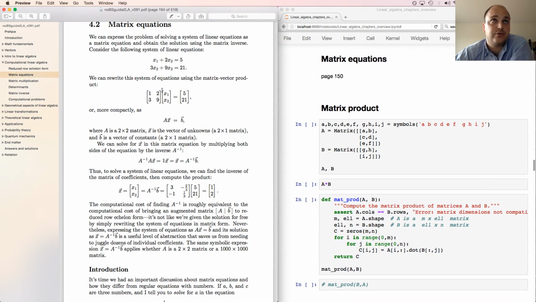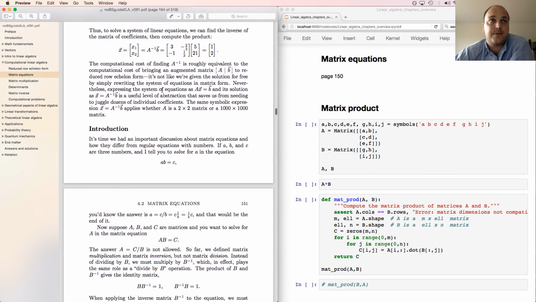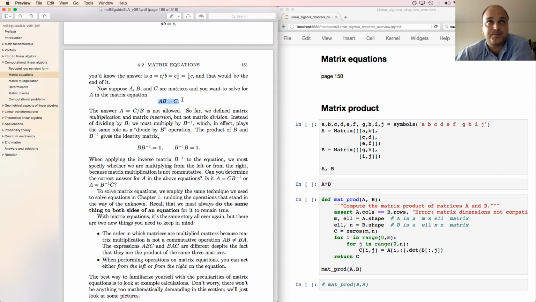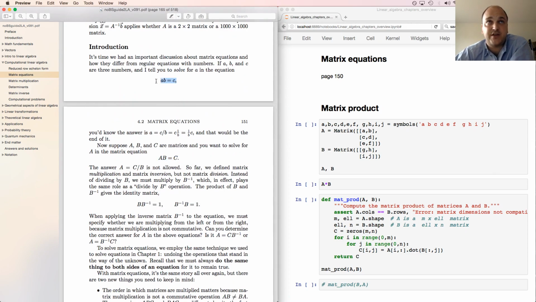So there's not much demo to do. I just want to show you what happens if you have this equation. First of all, let's look at the numbers. If you have AB equal to C, and these are just numbers now, and I say solve for A, you would say, well, you know what? I'm going to divide by B on both sides, right? If you want to get rid of B.